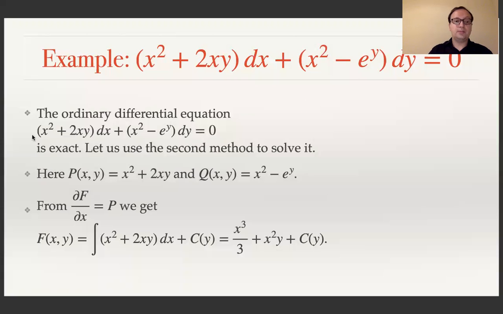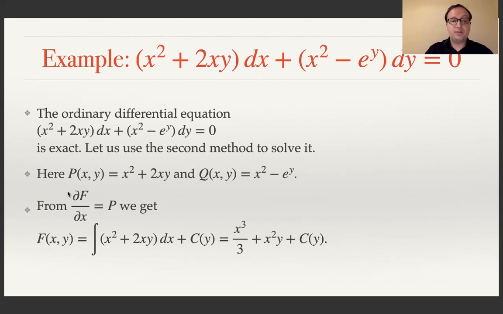So here is an example. We have the equation (x squared plus 2xy) dx plus (x squared minus e to the y) dy is equal to 0. Well, this is the example we have solved already, and we know it is exact. Now let us use a different method to solve it, just for comparison. So again here, p of x and y is x squared plus 2xy, and q of x and y is equal to x squared minus e to the y. And we have two equations for the prime integral. Partial f over partial x is equal to p, and partial f over partial y is equal to q.